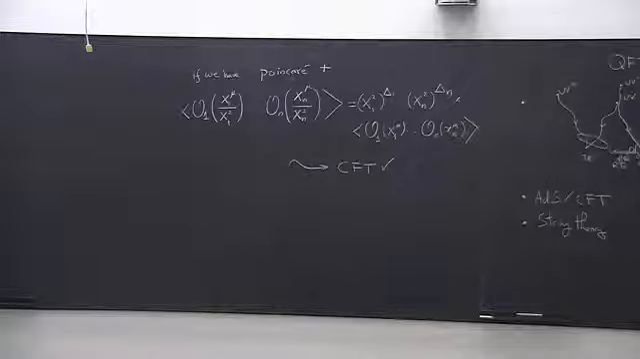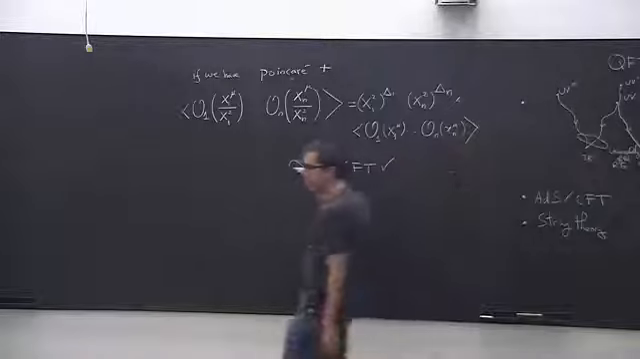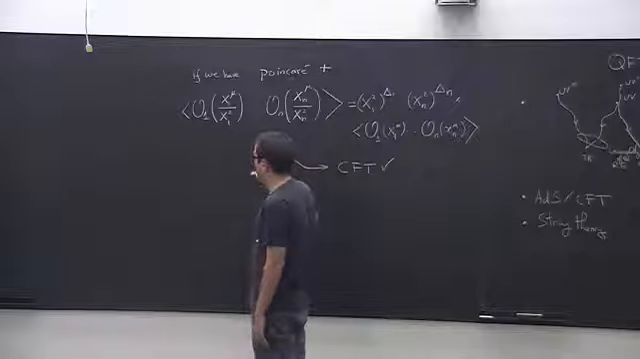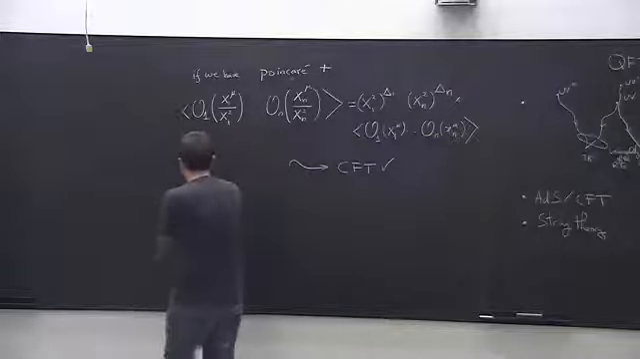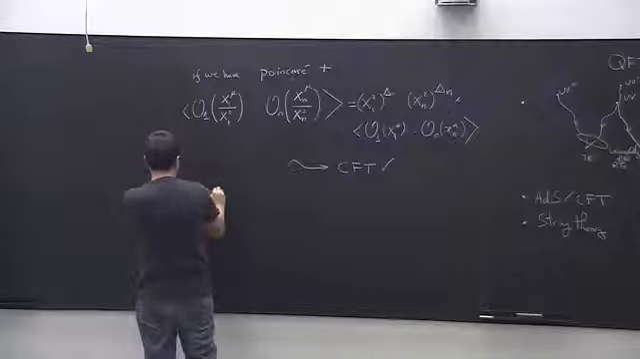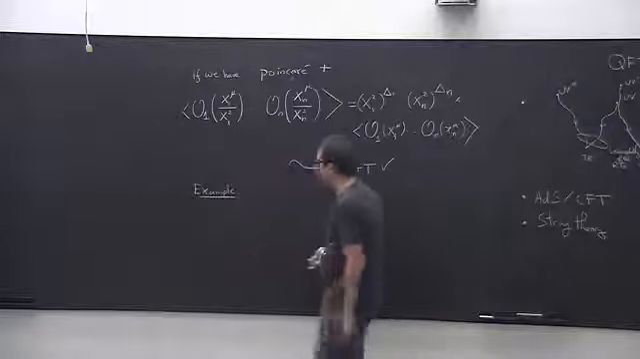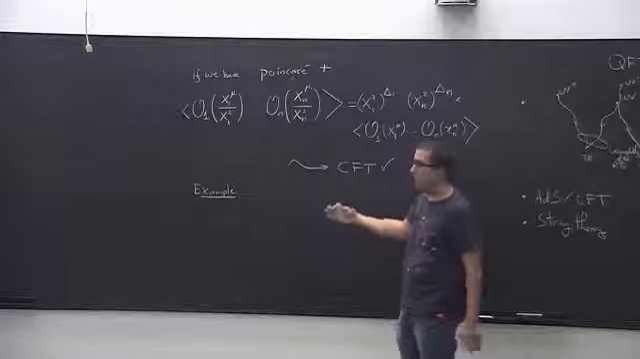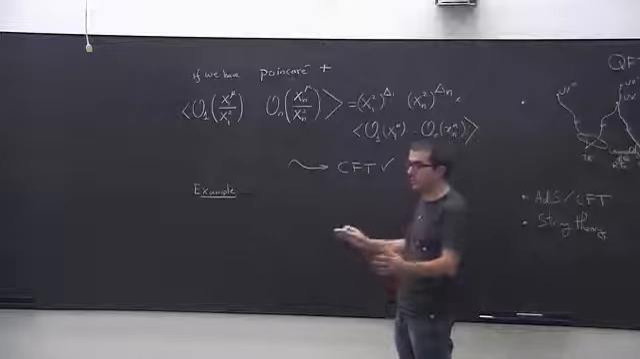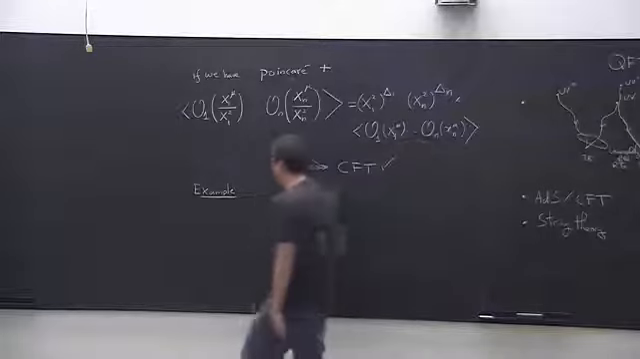So let me end by writing an example where this is true. Let's see an example of a correlation function that does transform as it should. And what we will see tomorrow is that it could not have been otherwise. This form is not just one example that works. It's the only form that is possible by conformal symmetry.